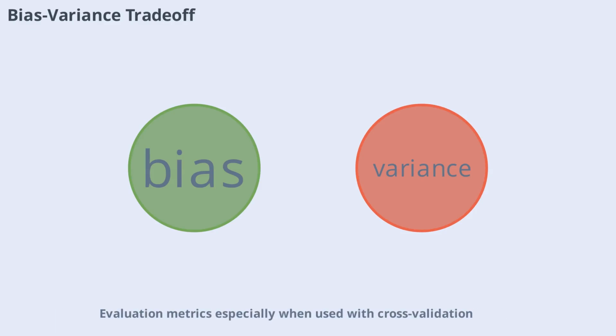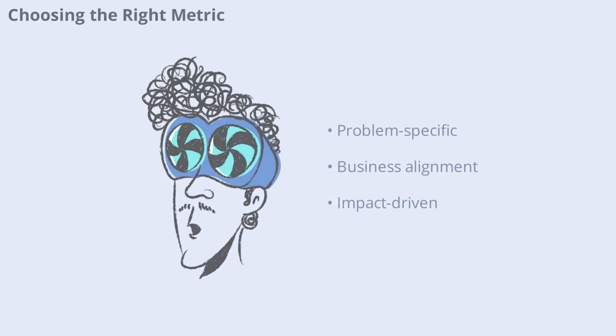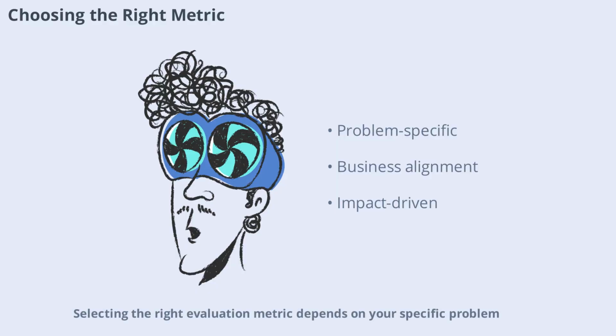Evaluation metrics, especially when used with cross-validation, help identify where your model stands on this spectrum and guide adjustments. Selecting the right evaluation metric depends on your specific problem, data characteristics, and business goals. For imbalanced datasets, metrics like precision, recall, and ROC-AUC are often more informative than accuracy. In regression, MAE or RMSE may be preferred depending on whether you want to penalize large errors. Always align your metric choice with the real-world impact of model decisions.